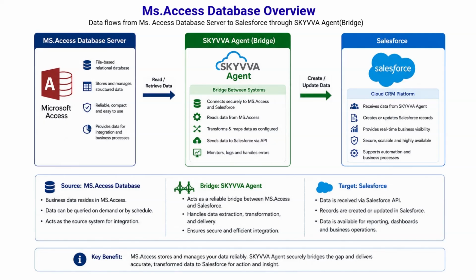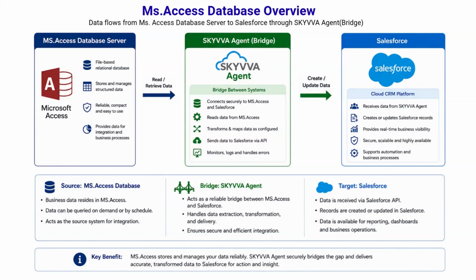Step 6. Overall Process Summary. The bottom section of the diagram summarizes the complete integration architecture. Source. Microsoft Access serves as the source system where business data is stored. Bridge. The SKYVVA agent securely reads the data, performs mapping and transformation, validates the information, and delivers it to Salesforce. Target. Salesforce receives the processed data through its API and creates or updates business records.